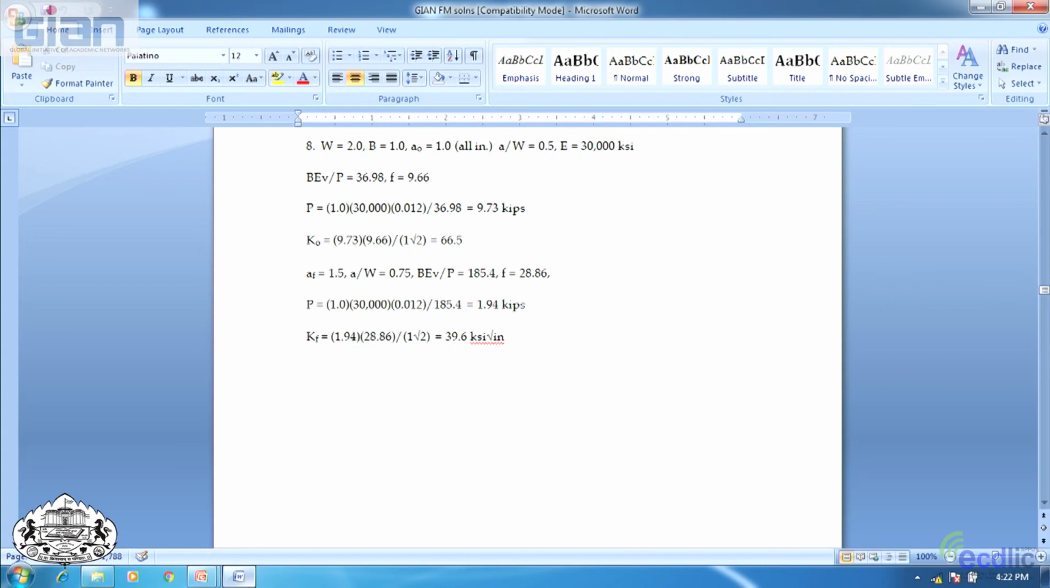Then final crack size 1.5 inches. You do the same thing. Get a over W now is 0.75, so you have to go back to the table, get the VEV over P and the F value, and back out the load 1.94, and get then K is 39.6.